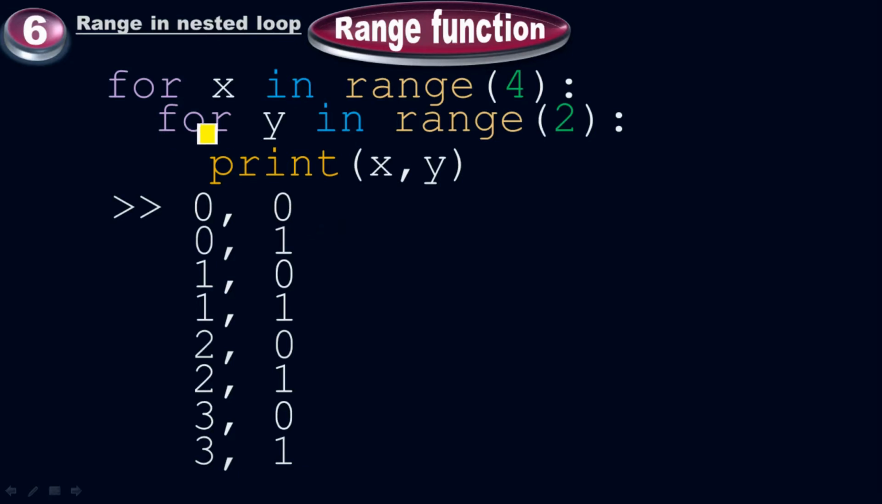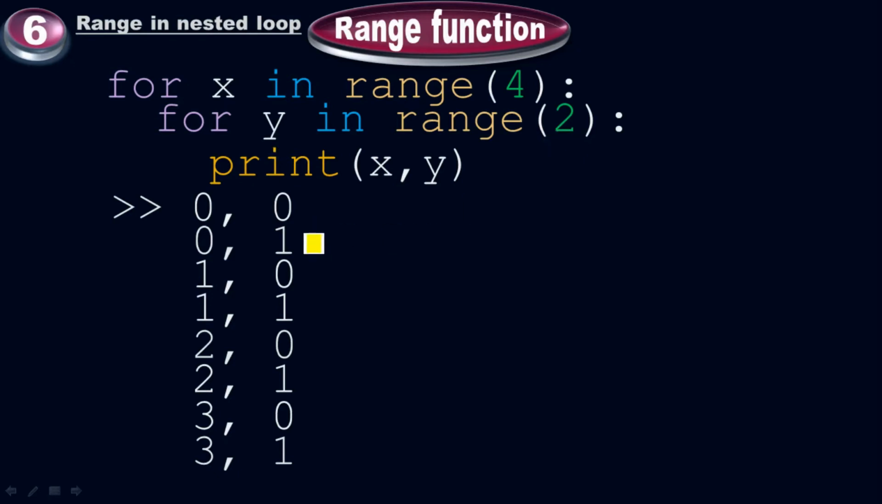Then the for loop will activate for the second time. So the second new value will be 1. So the range of 2 will be 0 and 1. So we have a total of two items for the inner loop, 0 and 1. 2 is not included. Make sure 2 is not included because it starts from 0 and 1. These are the two items, two elements. So range of 2 means two elements which start from 0.